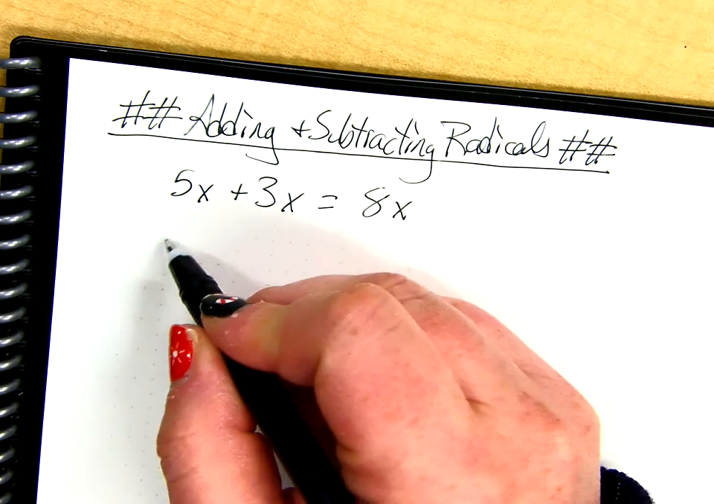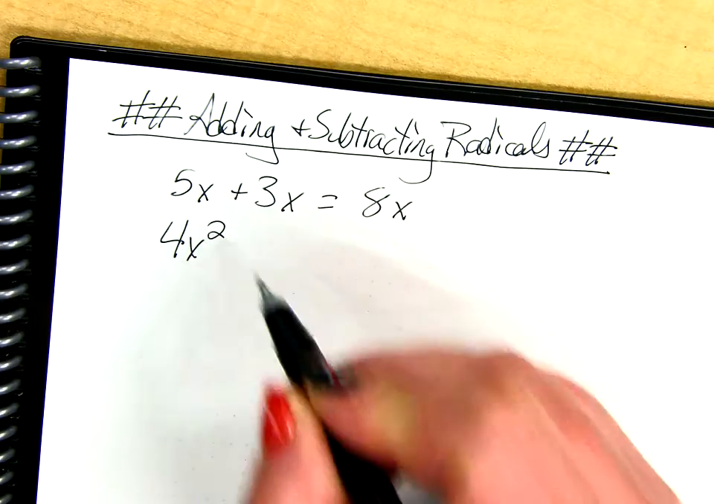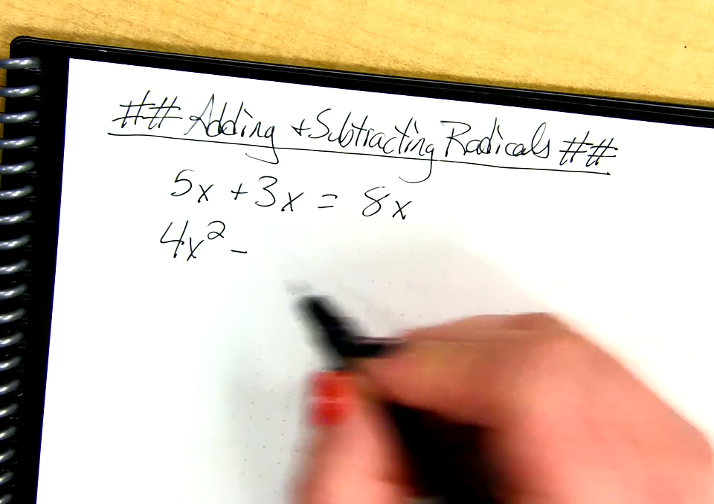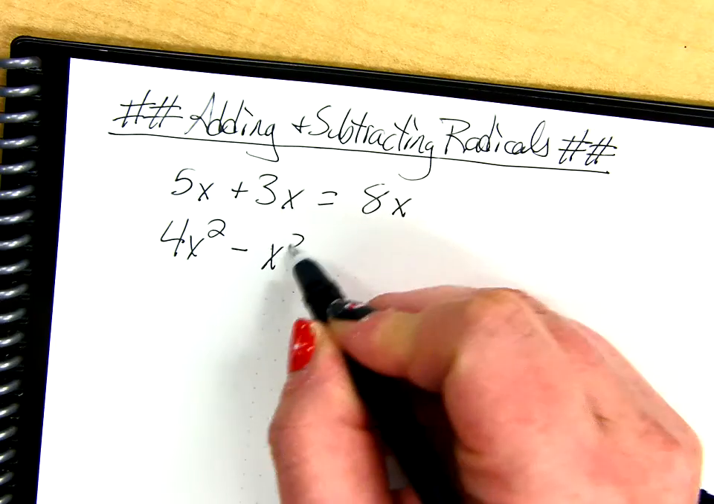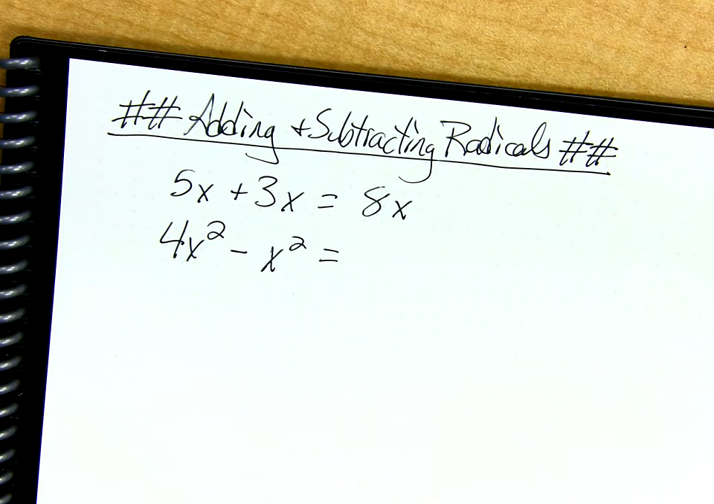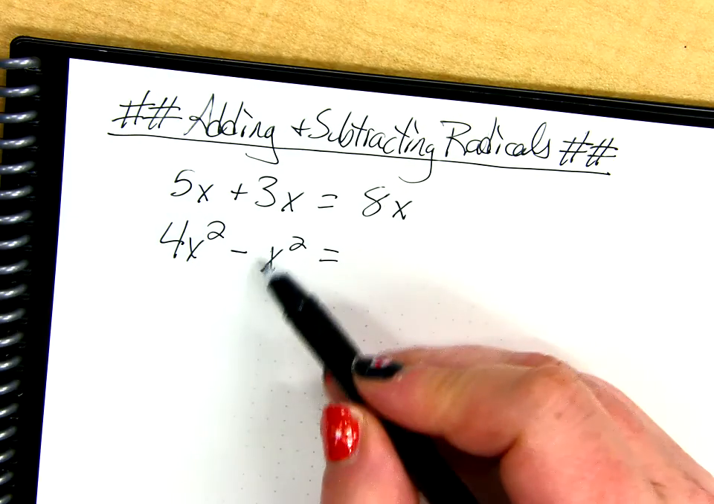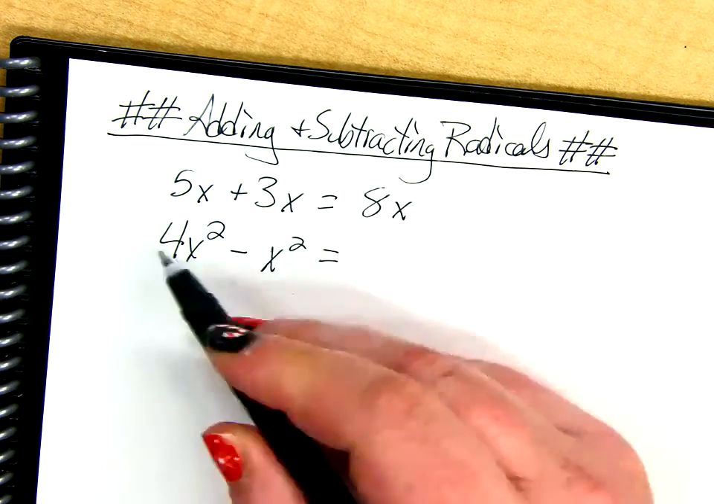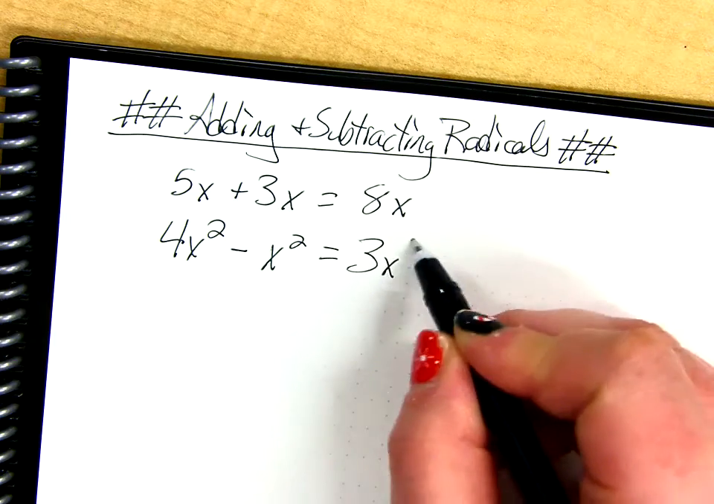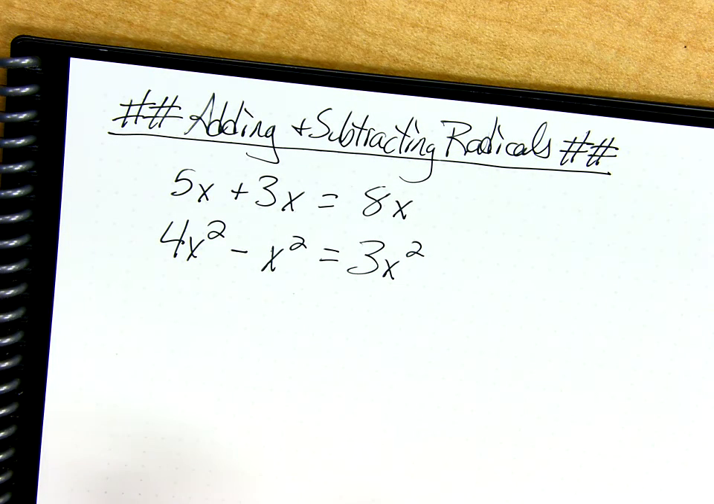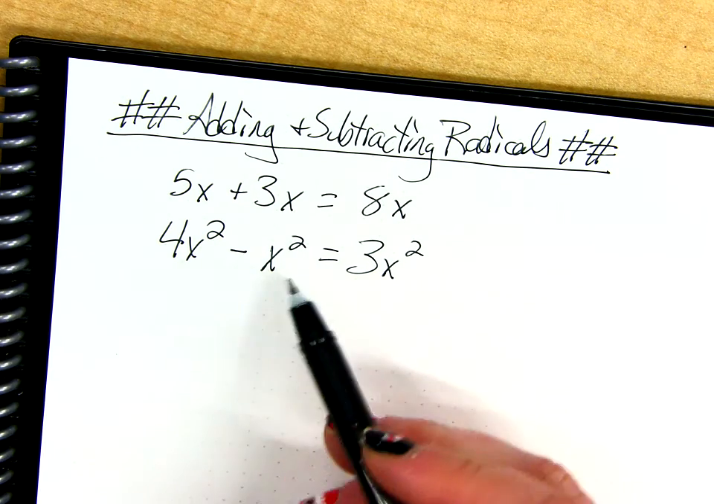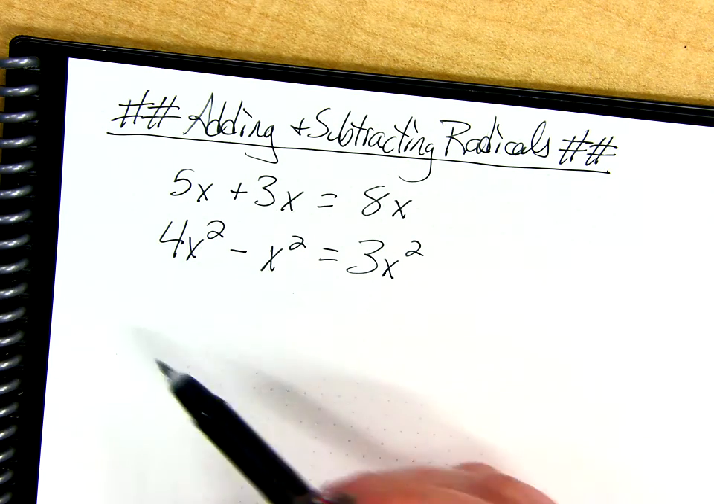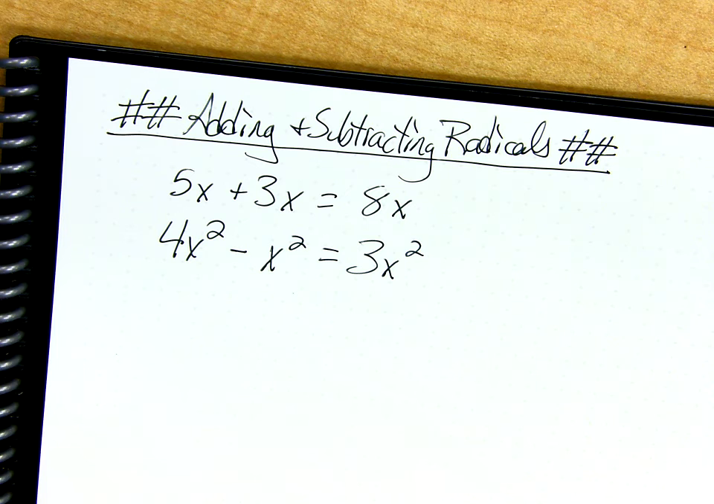So even if I had something like 4x squared minus x squared, what does that get me? 3x squared, right? There's really a coefficient of 1 there, so I just do 4 minus 1 gets me 3x squared, right? This is nothing new. If my variables match, if I have like terms, I can just do the operations on the coefficients. Radicals work the exact same way.